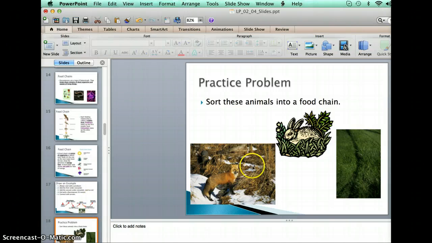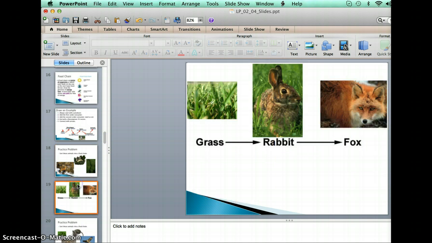Okay, hopefully you put the grass first as our producer, the rabbit second, that eats the grass, and then the fox third, that eats the rabbit. If you want, you could also label your food chain. The grass is the producer, the rabbit is the first order consumer, and the fox is the second order consumer. Okay, let's try another one. That's what yours should look like.